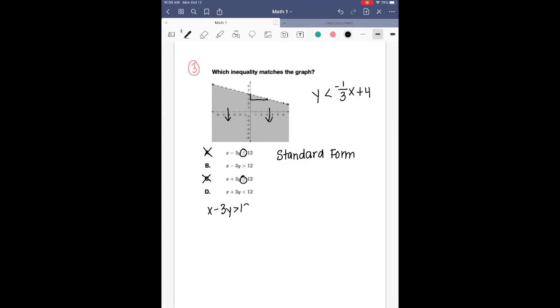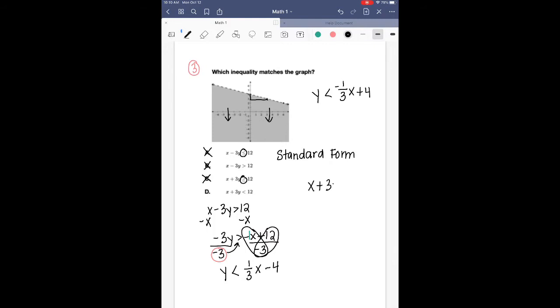So I'm going to start with B, and I'm going to solve for y. I'm going to subtract x. So I have negative 3y is greater than negative x plus 12. And when I divide by that negative 3, that is going to flip the sign. That negative value is going to flip my greater than to a less than. Then I'm going to simplify. This is actually a negative 1. So negative 1 divided by negative 3 is going to give me positive 1/3 x. 12 divided by negative 3 is going to give me negative 4. And that does not match what I want.